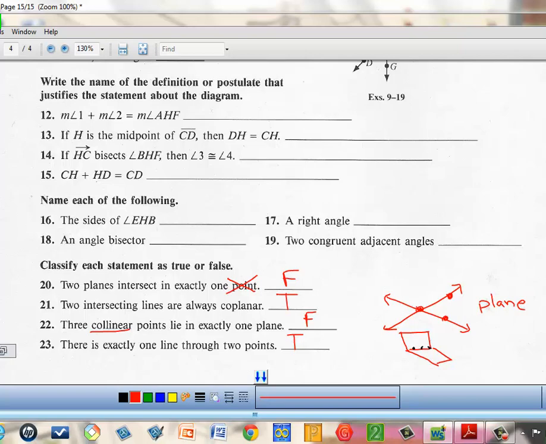All right, circle anything on this page that you still are not really comfortable with, so we can go through it for tomorrow. Last review before your test. All right, you can stop the video now.